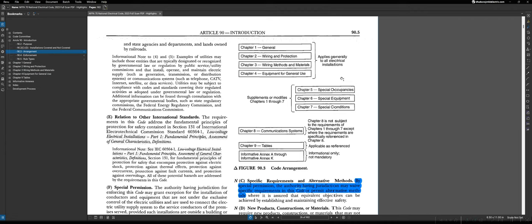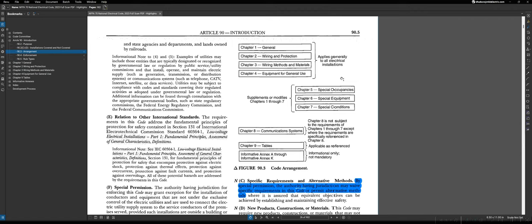Chapter 4, Equipment for General Use. Again, thinking of these broad items such as switches, receptacles, light fixtures, panels, transformers, motors. Just these everyday use items. Knowing what chapter you're in can help you expect what type of things you're going to find in there.